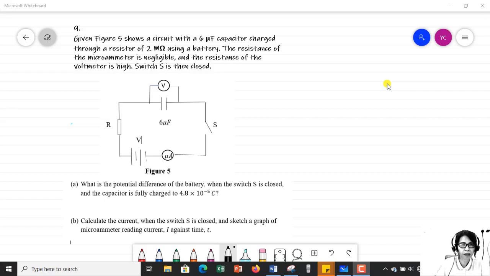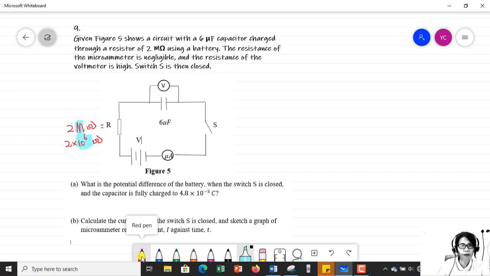Okay class, so now we move on to question 9. Let us try question 9 together. We have figure 5 with a 6 microfarad capacitor that is going to charge through a resistor of 2 megaohm. So this resistor is 2 megaohm. Mega means 10 to the power of 6 ohm.